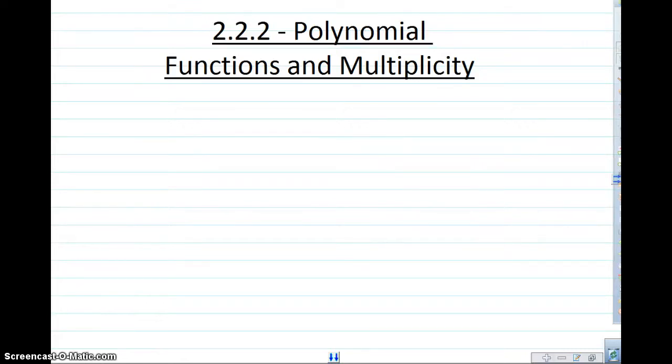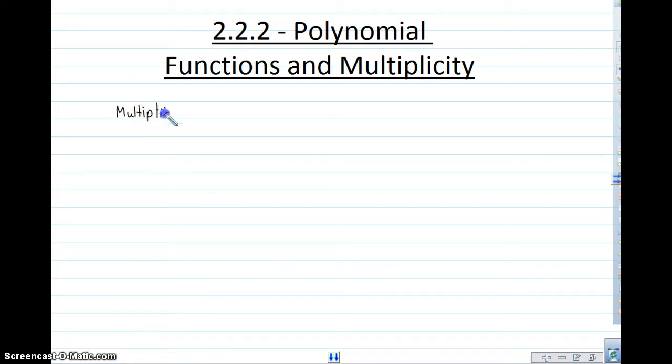Hey guys, we have our last part of section 2 in chapter 2 on polynomial functions. This time we're going to be emphasizing multiplicity. Multiplicity is a really easy concept. Multiplicity occurs anytime you have a repeated zero or a repeated factor.